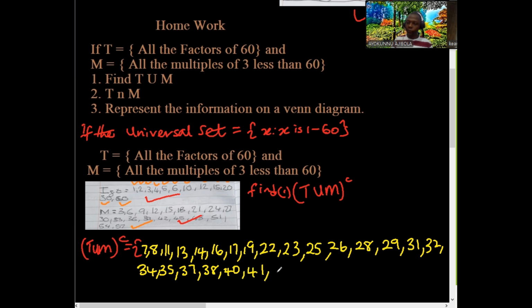41. 42. But 42 is a multiple of 3, so 43, 44, 45 is a multiple of 3, 46, 47, 48, okay? Okay. 48 is a multiple of 3. What about 49? And 50. 51, 52, 53. Okay, 51 is a multiple of 3, okay?